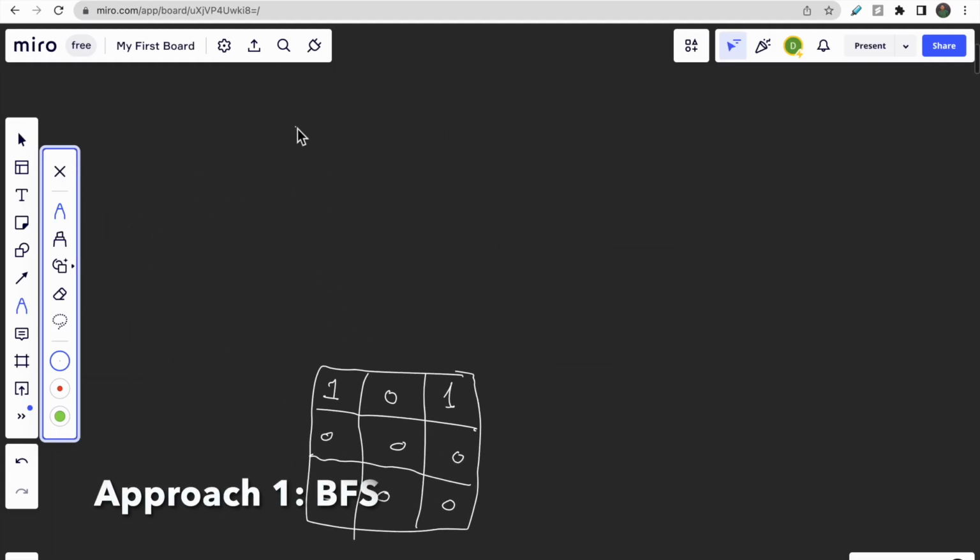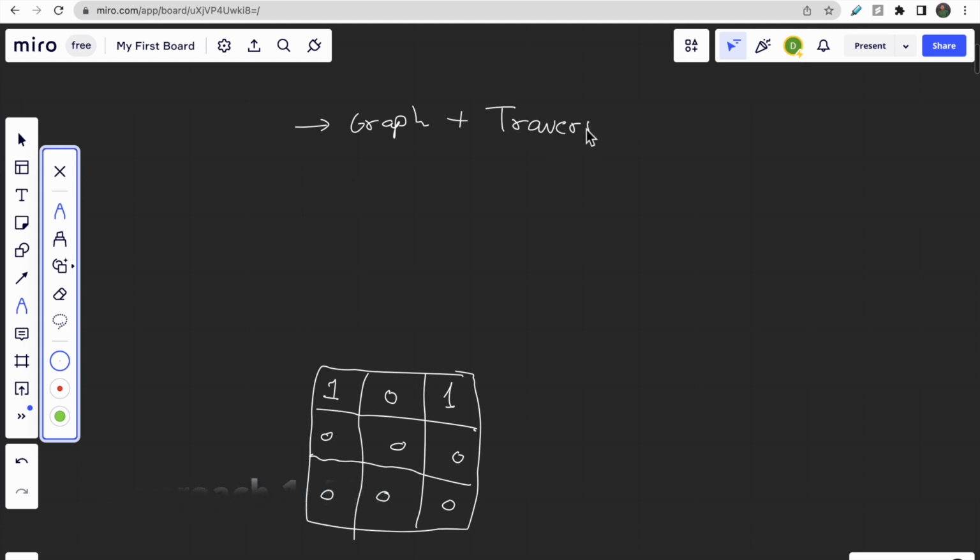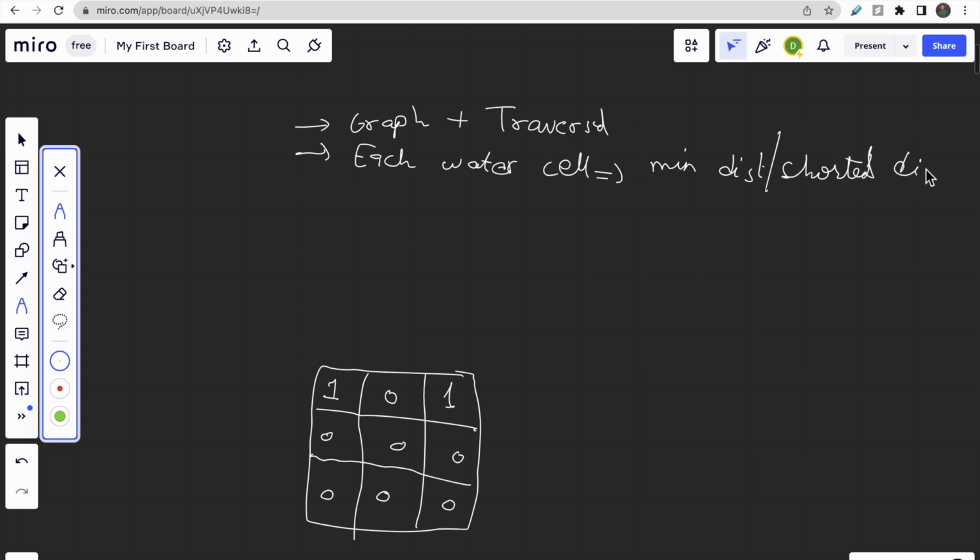Let me write this down. A few things are clear from this question: this is a graph, and we only need to do traversal. From each water cell we need to find the shortest distance to a land cell. Whenever we need to find something like minimum distance or shortest distance, we can do a traversal like BFS, correct?